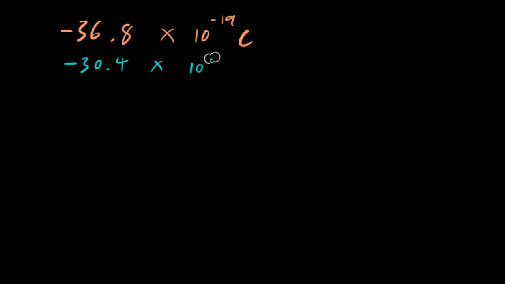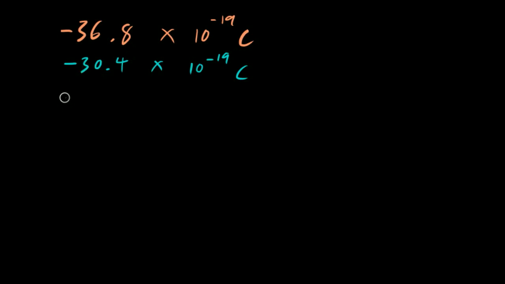And so let's say in the first trial of our experiment, we found out that it took minus 36.8 times 10 to the minus 19 coulombs. That was the amount of charge that we had to apply to get that drop of oil to stop moving. So that's our first trial. For our second trial, we found that it took minus 30.4 times 10 to the minus 19 coulombs to get the oil drop to stop moving.